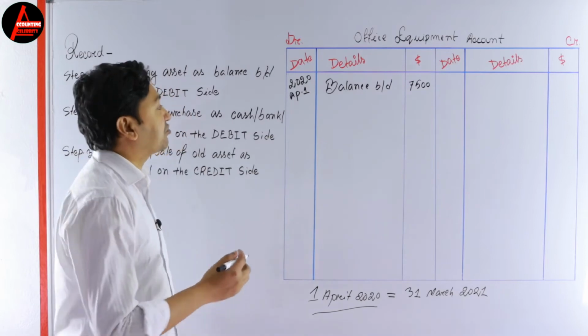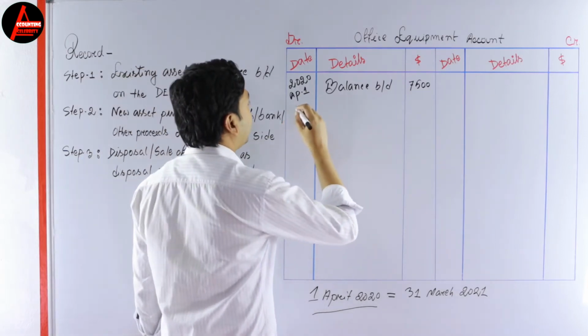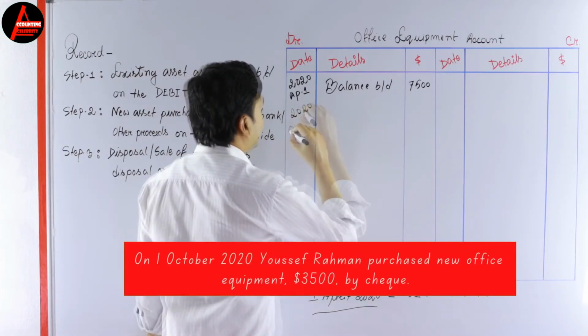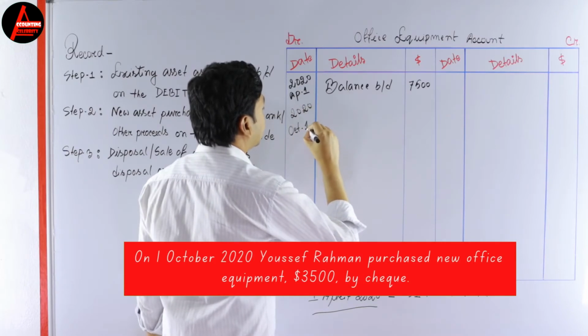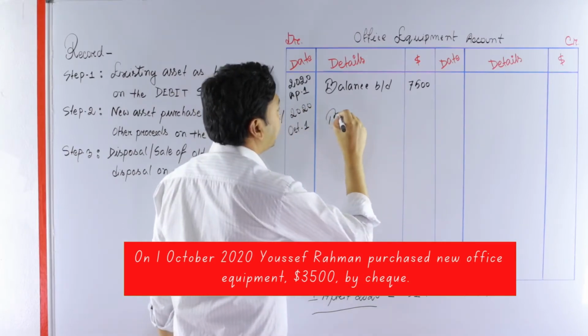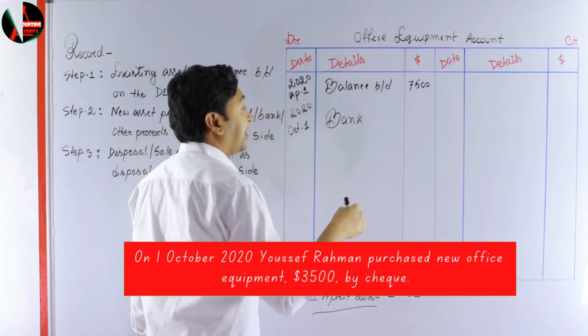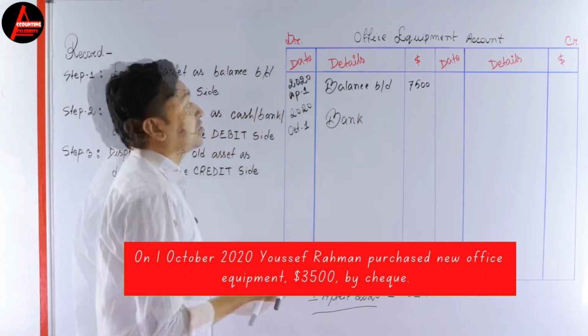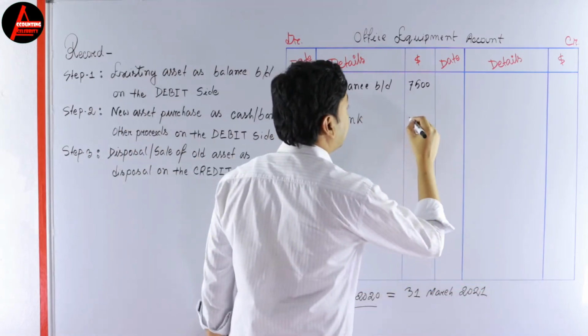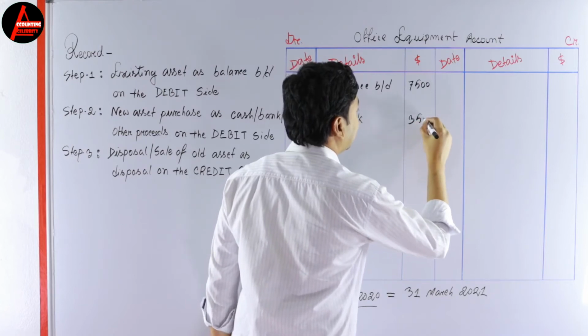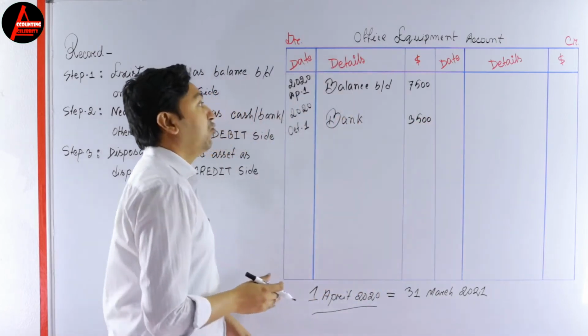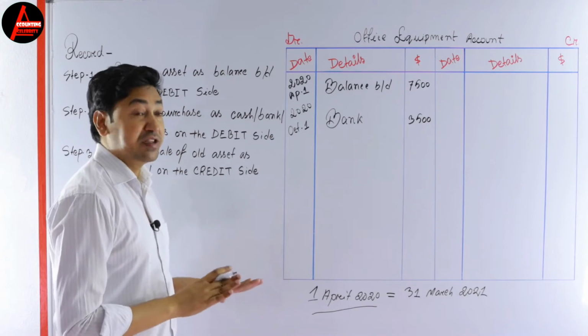Let us write a date first, 2020, October 1st. We will write here bank as money is paid by cheque. The value was here $3,500. So we recorded the new equipment which was purchased.